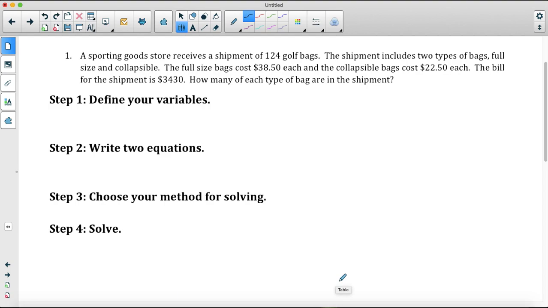So the first step we need to do here is to define our variables. We have two different types of bags, full size and collapsible. So I'm going to use the letter F for full size and the letter C for collapsible.